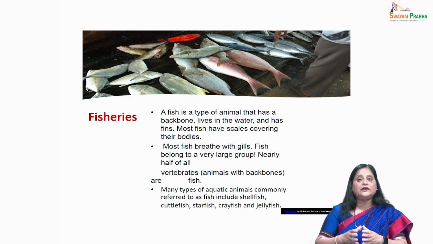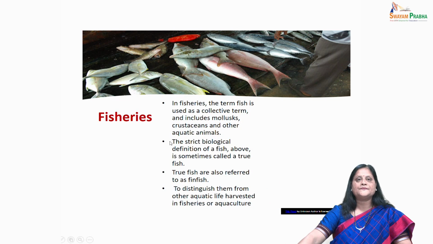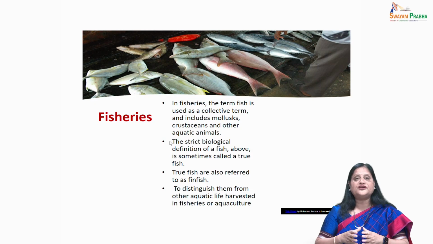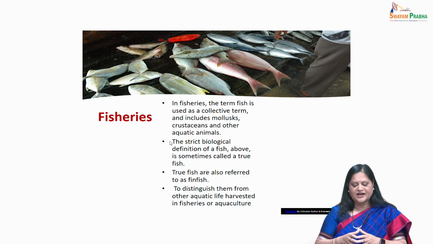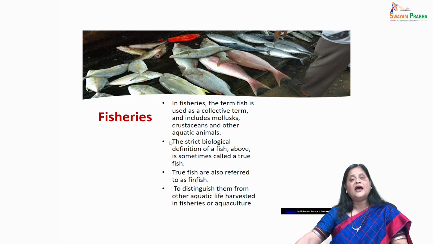Many types of aquatic animals, commonly referred to as fish, include shellfish, cuttlefish, starfish, crayfish, and jellyfish. In fisheries, the term fish is used as a collective term and includes mollusks, crustaceans, and other aquatic animals. The strict biological definition of a fish above is sometimes called a true fish. True fish is also referred to as finfish to distinguish them from other aquatic life harvested in fisheries or aquaculture.